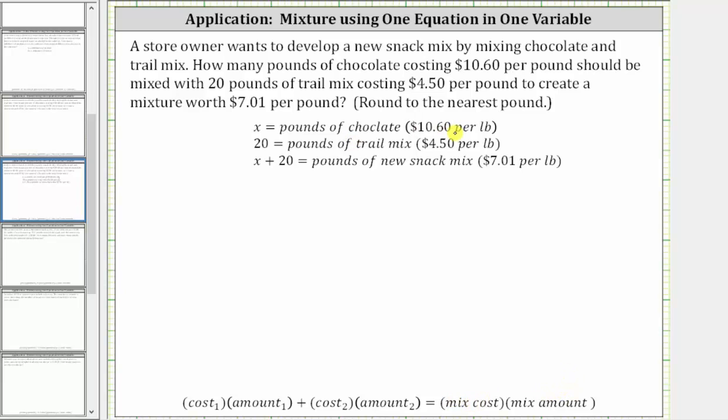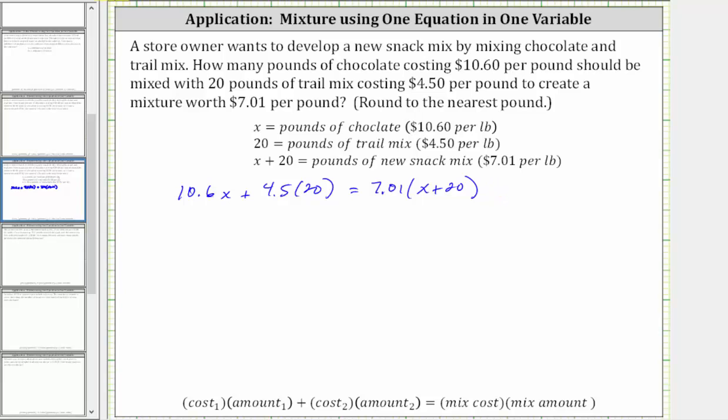So for the cost of the chocolate times the amount, we have $10.60 times x, or just 10.6x. And then plus, for the cost of the trail mix times the amount, we have $4.50 times 20, or just 4.5 times 20. And the sum of these products must equal the cost of the new mix times the amount, which gives us 7.01 times the quantity x plus 20. And now we need to solve the equation for x.